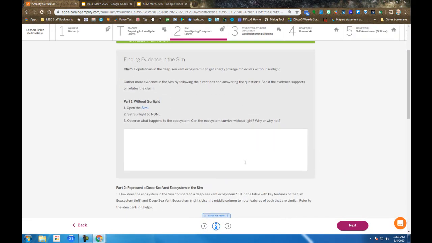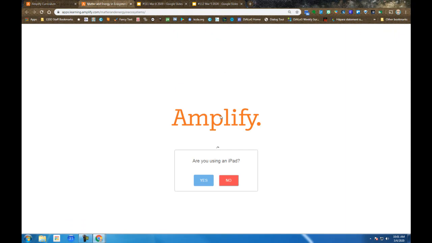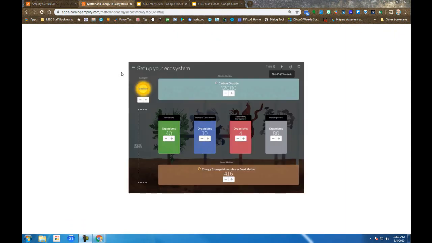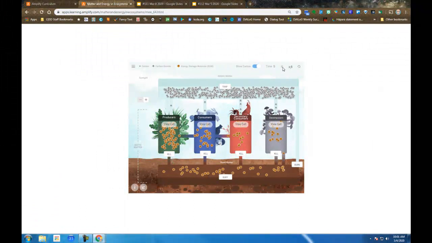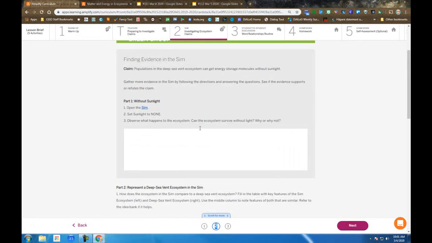In the second screen, you're going to run the simulation. So I'm going to open up the simulation, and there are specific instructions for you to do. So in part 1, you're going to run this. Now that the simulation is loaded, you are going to go up first thing and turn off the sunlight to none. And then you're going to run your ecosystem. I like to run it a little bit sped up just to see what's going to happen. Okay? And you're going to observe what happens when there is no sunlight.